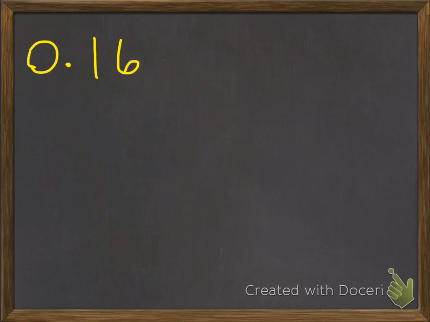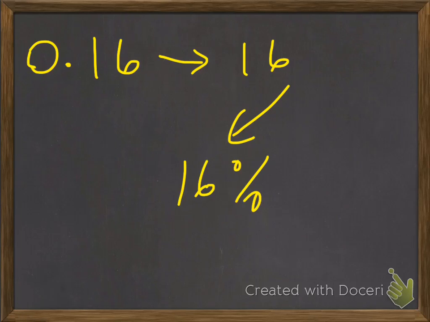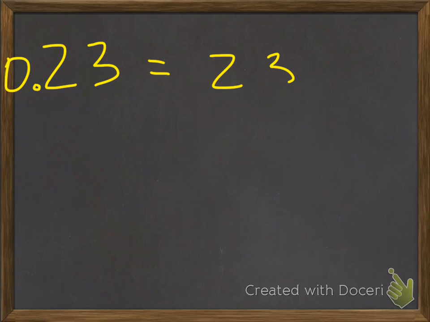Now if they're changing a decimal back to a percent, we can go from 0.16, drop this decimal, and then just add the percent sign. When they're whole numbers or double digit numbers, it's easy for them to remember to just make that 23%. The problem they have is when they're single digits.